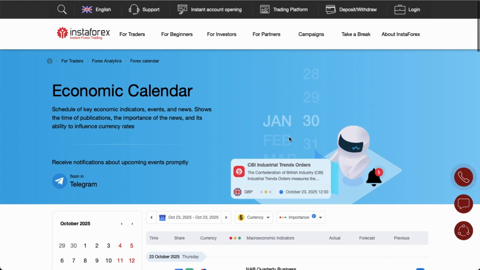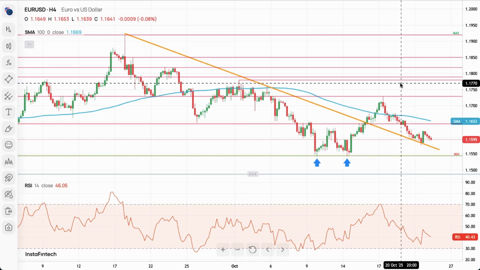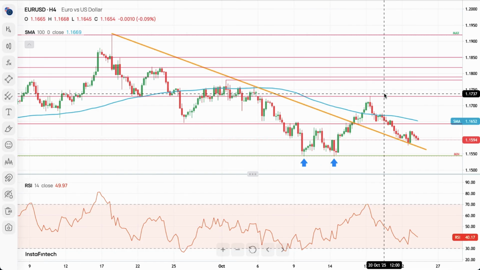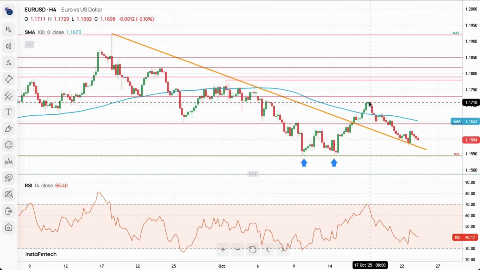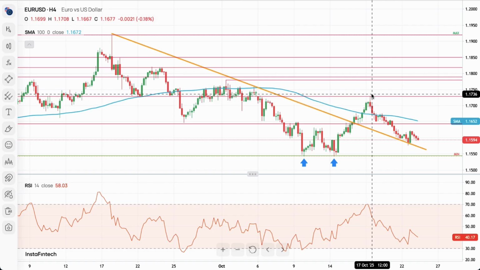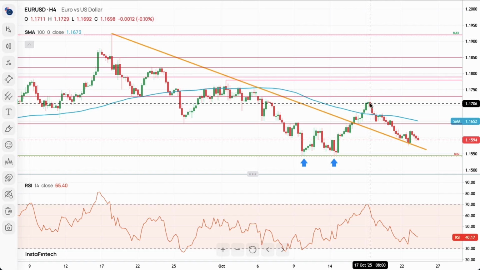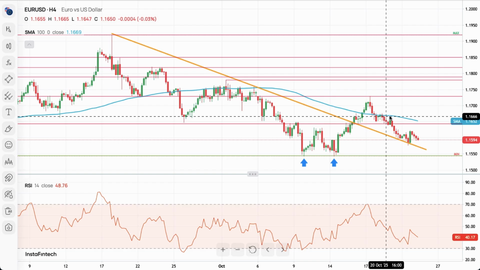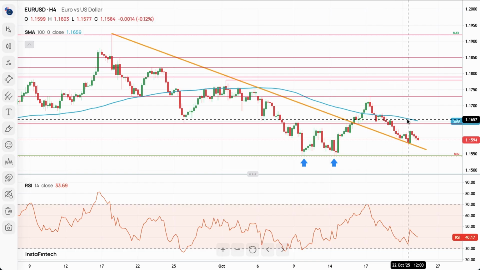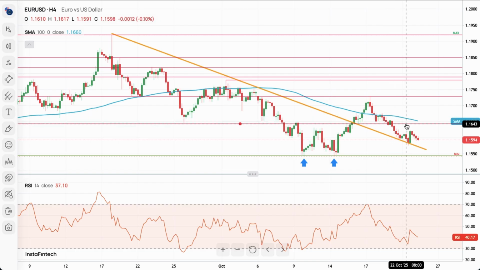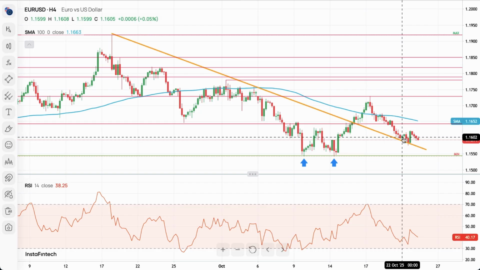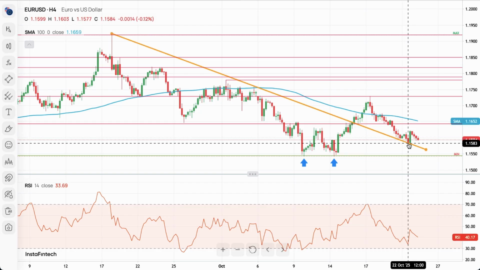So without any further ado, let's switch to the charts. We'll start with euro dollar. The 4-hour time frame chart of the euro dollar is highly technical. We got our local high at the level of 1.1729. A big pin bar was made on the 4-hour time frame chart, and then we broke below the 100 periods moving average. We broke below the support, now resistance, 1.1643, and we hit the trend line support.